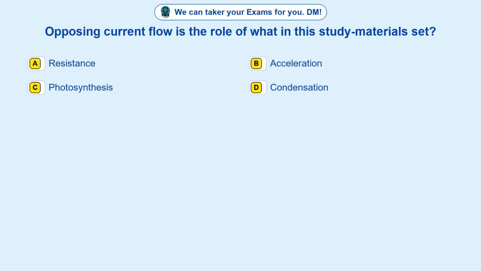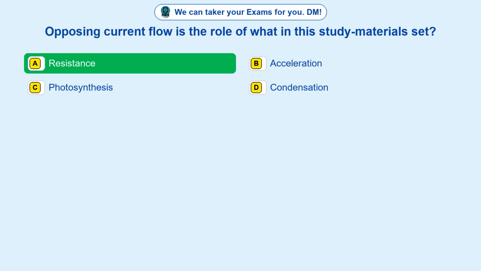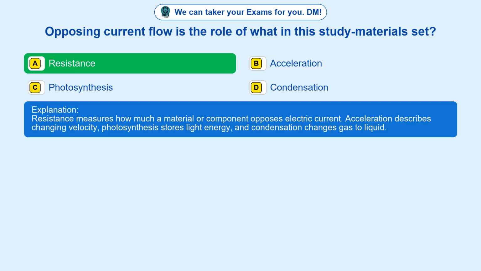Question 71. Opposing current flow is the role of what in this study materials set? Option A, resistance. Option B, acceleration. Option C, photosynthesis. Option D, condensation. The correct answer is option A. Resistance. Resistance measures how much a material or component opposes electric current. Acceleration describes changing velocity, photosynthesis stores light energy, and condensation changes gas to liquid.